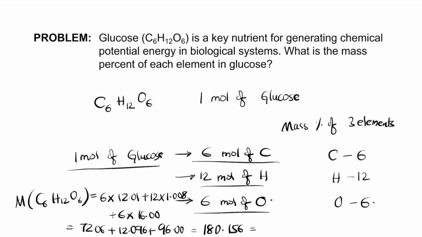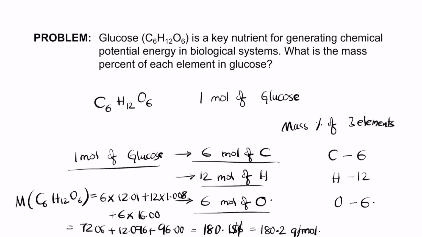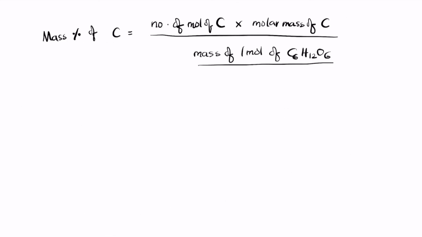Notice that we need a total of 4 significant figures. So you have 180.156, and if you round off, the 5 becomes 6, and rounding again you get 180.2. So 180.2 grams per mole. The mass of 1 mole of glucose is 180.2 grams. Now the number of moles of carbon is 6, times the molar mass of carbon, 12.01, divided by the mass of 1 mole, 180.2, times 100.